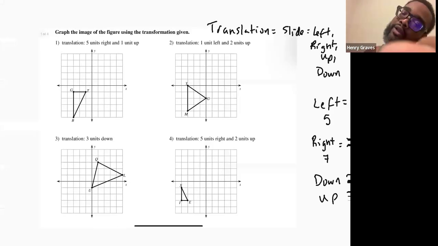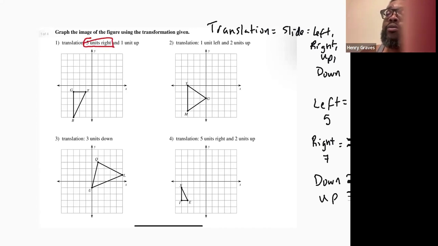Say I am going to use two colors, right? I'm going to use the X numbers in red. So it's 5 units to the right. That means whatever the X number is, I'm going to add 5 to it, right? And then I'm going to do my Y number. It says Y goes 1 up, so I'm going to have to add 1 to whatever my Y number is.